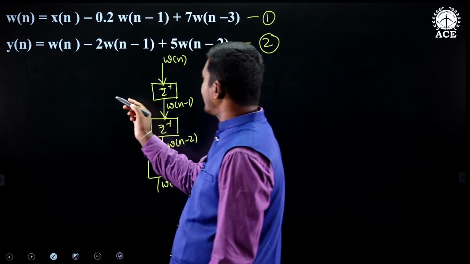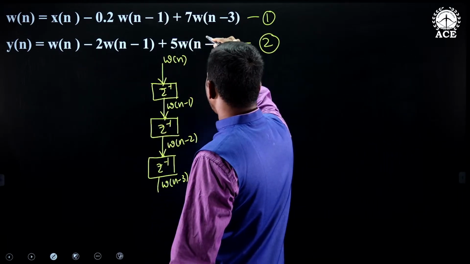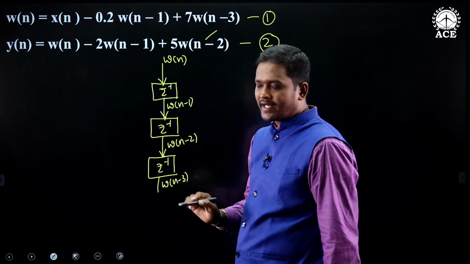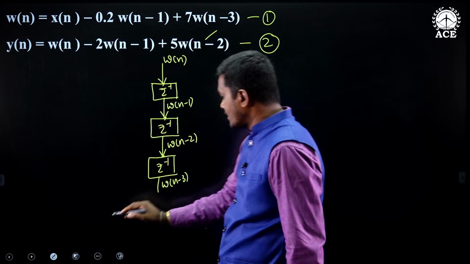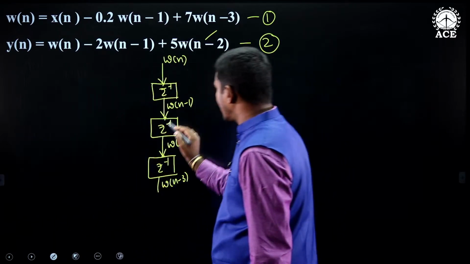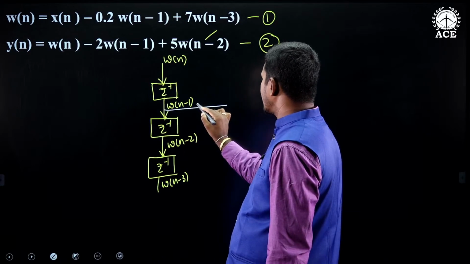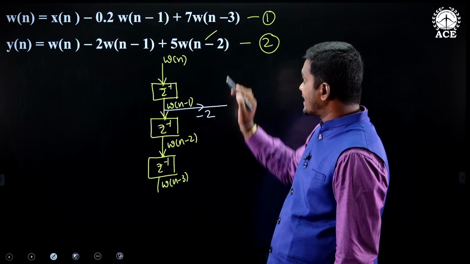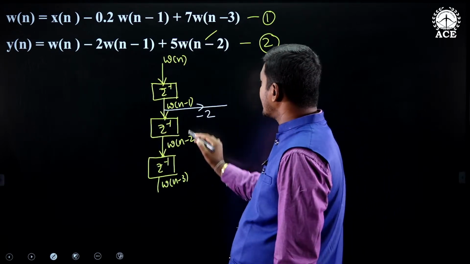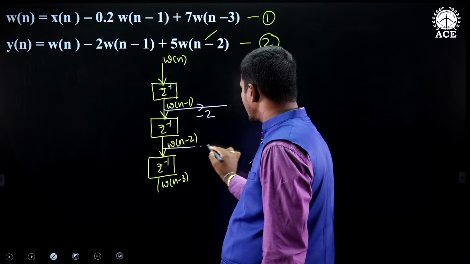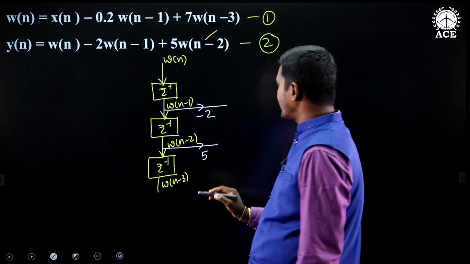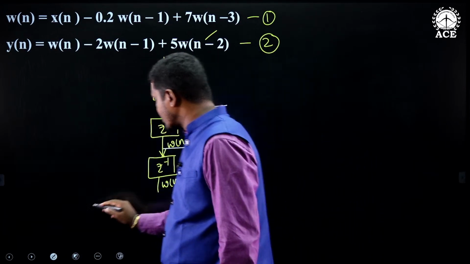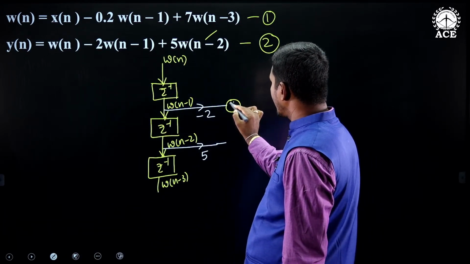First, let us implement y of n. Tell me what is y of n? W of n is already available. Minus 2 W of n minus 1, already W of n minus 1 is here. So minus 2 is the factor. Plus 5 W of n minus 2, W of n minus 2 is there, so you draw 5 here. Now what you need to do? Just addition of these two.